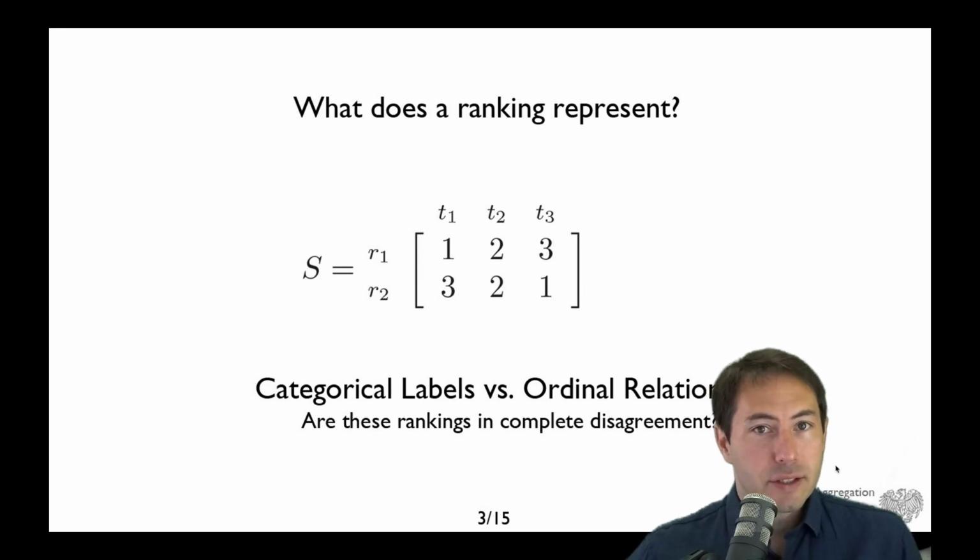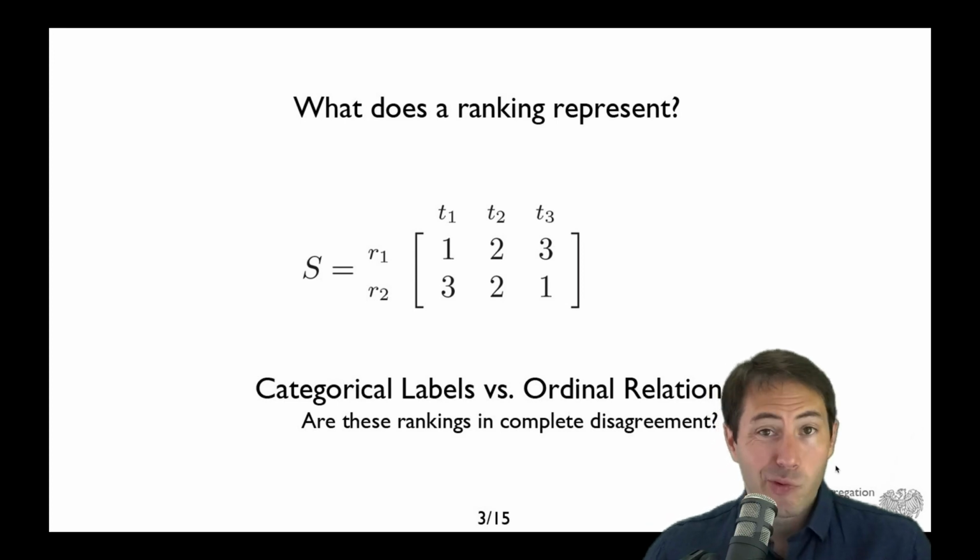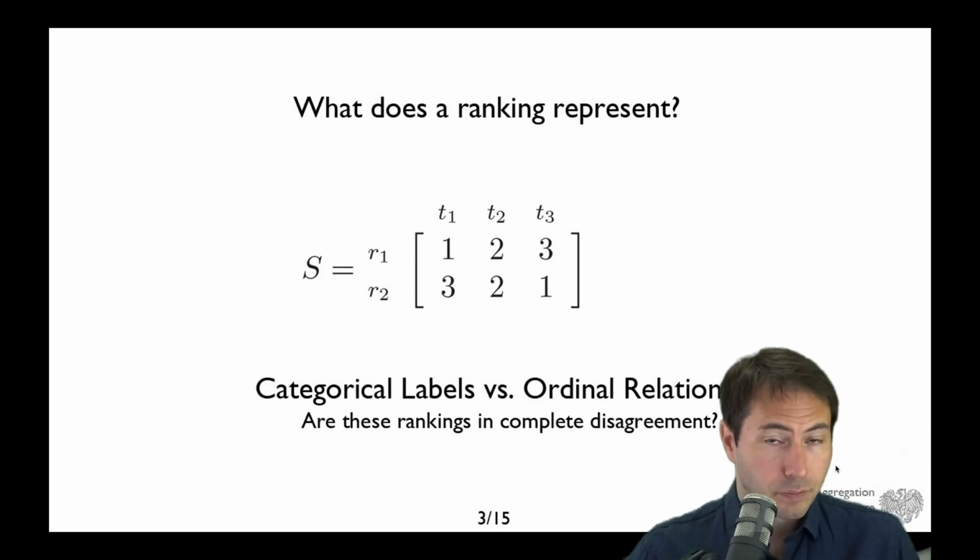So rater 1 says item 1 is the best item, and rater 1 says item 3 is the worst item. Rater 2 says the exact opposite of that. They say that item 1 is the worst and item 3 is the best. And now you might say, well, I understand that they disagree on item 1 and item 3, but they are in agreement on item 2.